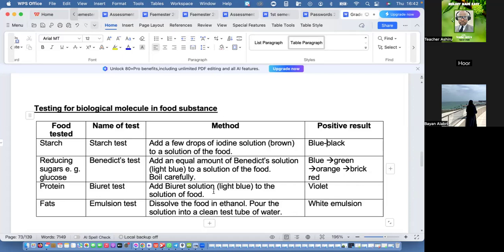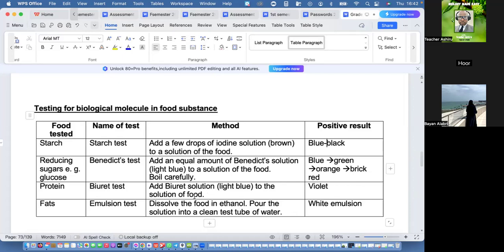Add Biuret solution, usually light blue, to a solution of food. And the solution of food will turn from light blue to violet. Violet is like, what color? Like purple. Call it like purple. Violet looking like purple, but it's actually violet. Violet is the color. So it changed from light blue to violet. That is the test for protein.